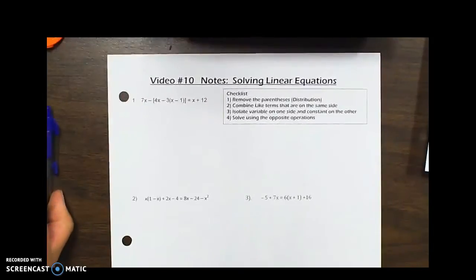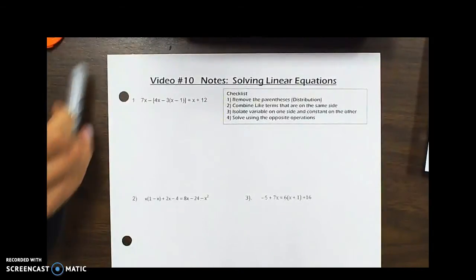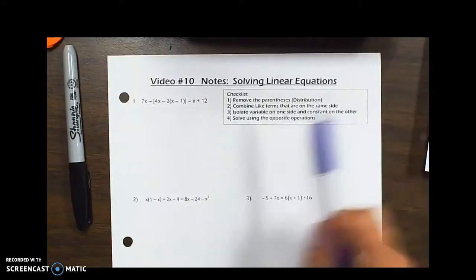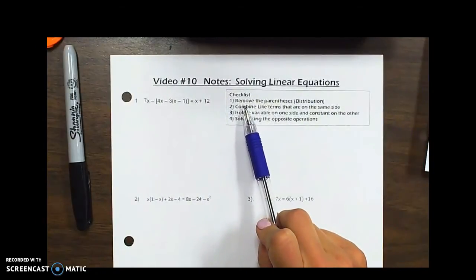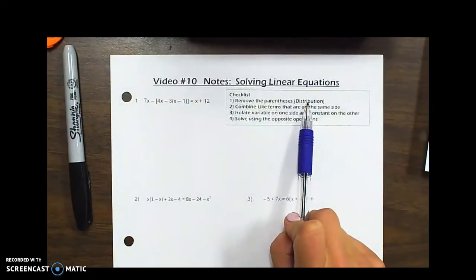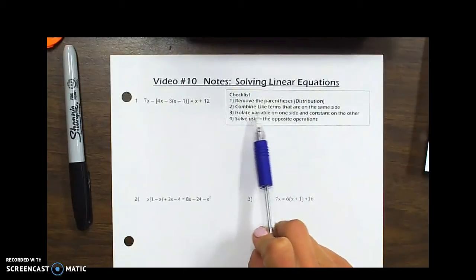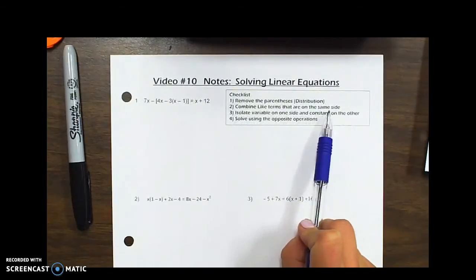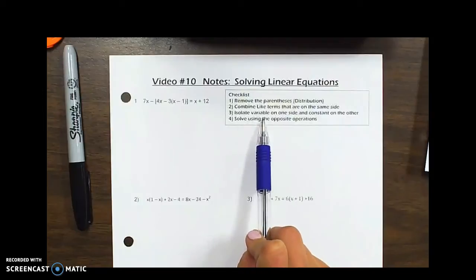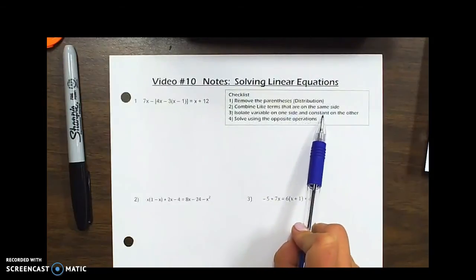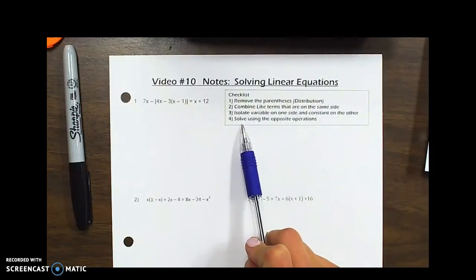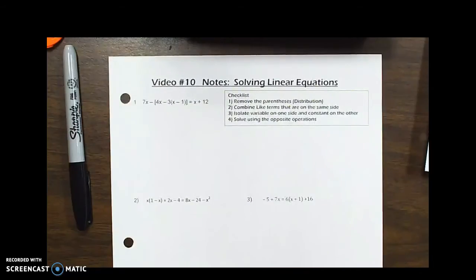So let's go ahead and take a look at our notes here. So here is your checklist. When solving linear equations, the first thing we always want to do is try to remove any parentheses by using distribution. Then we're going to combine like terms that are on the same side. Isolate the variable on one side and the constant on the other, and then solve using the appropriate operations.